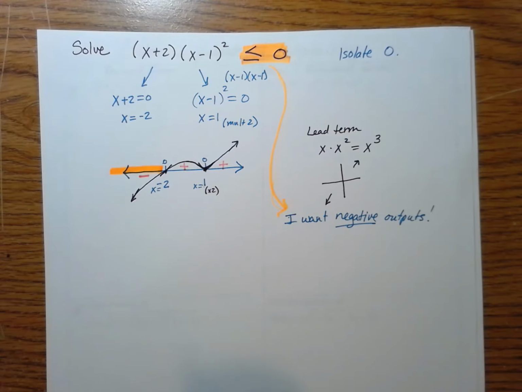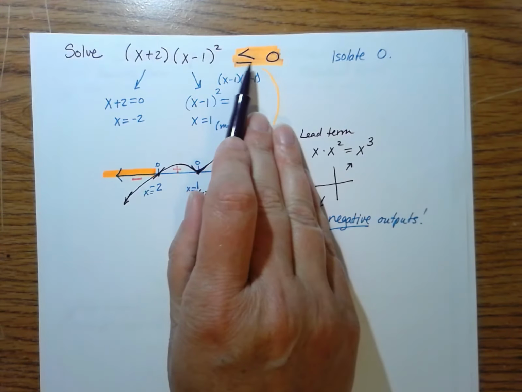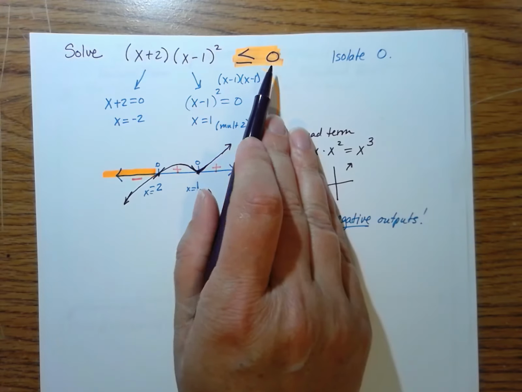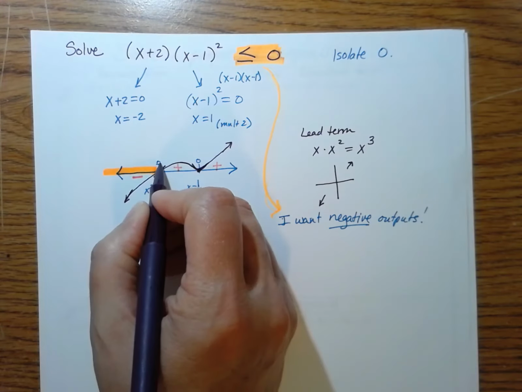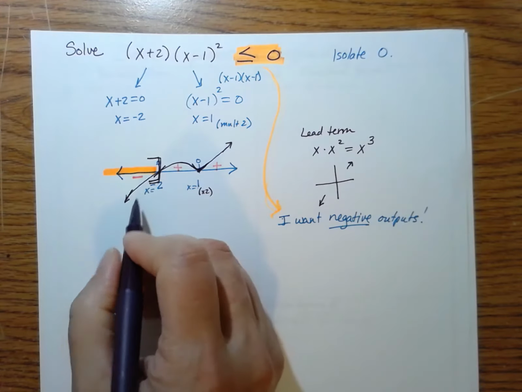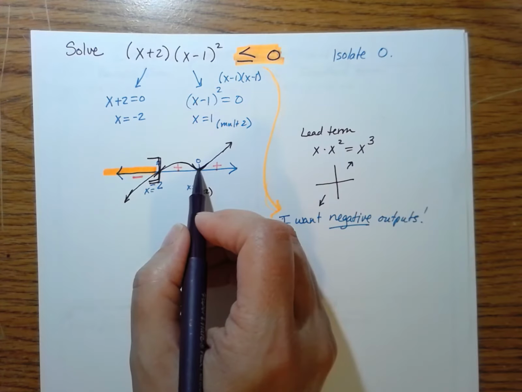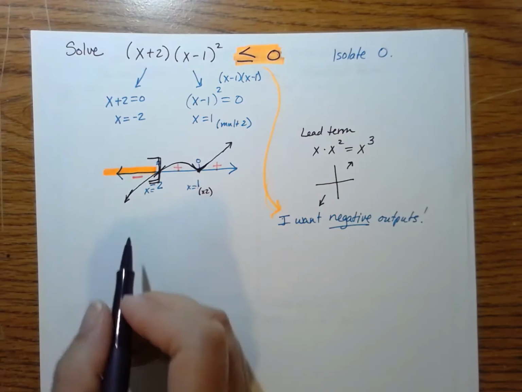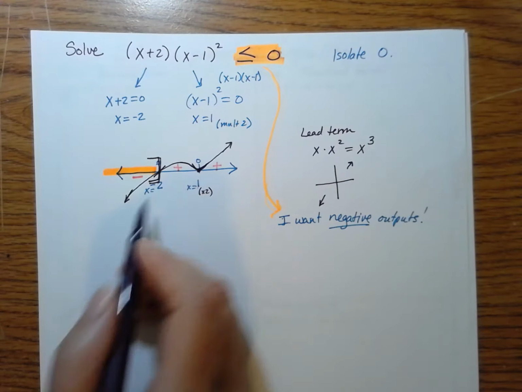Now, one last check. I also want 0 because I see this equal to. So I want 0 as well. So I want to include in my answer this 0. I'm going to put a bracket right there. And I also want to include this 0 right here. So when it comes to my answer, anything that's either negative or 0 is part of my answer.